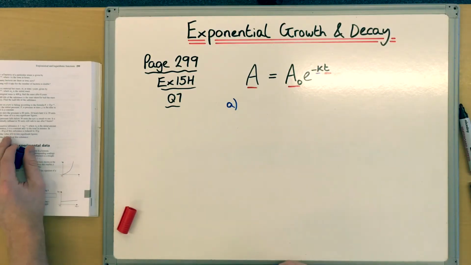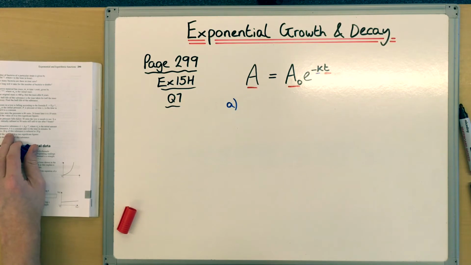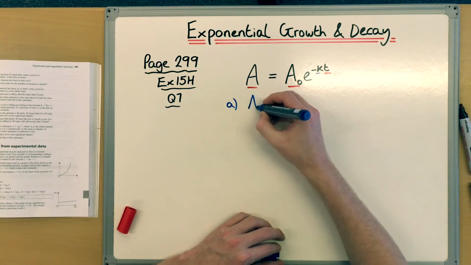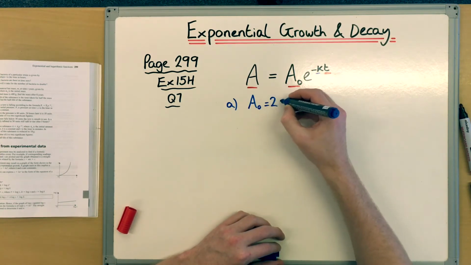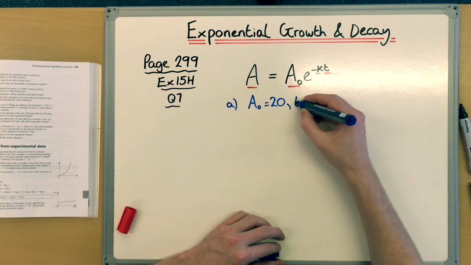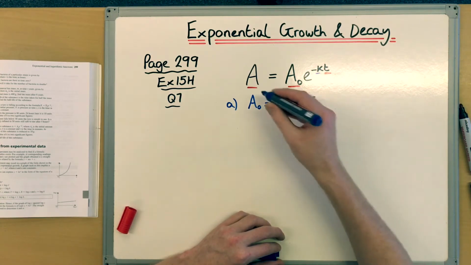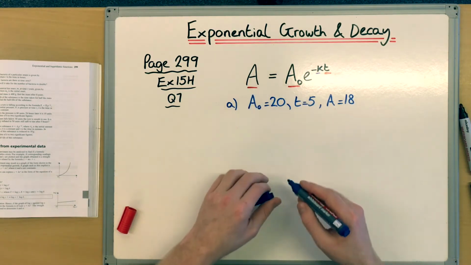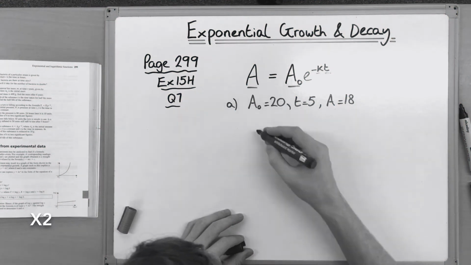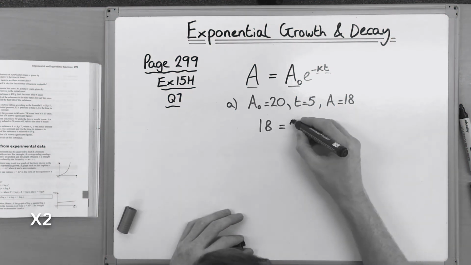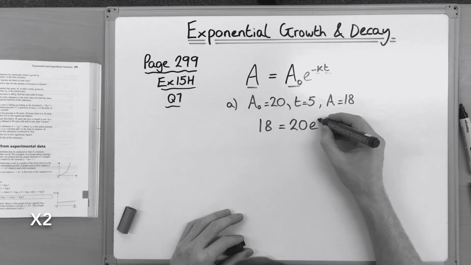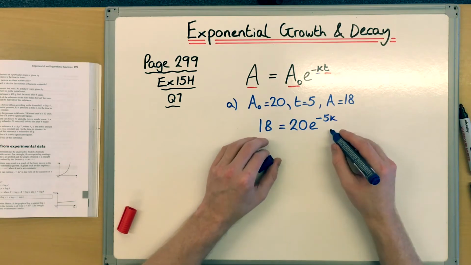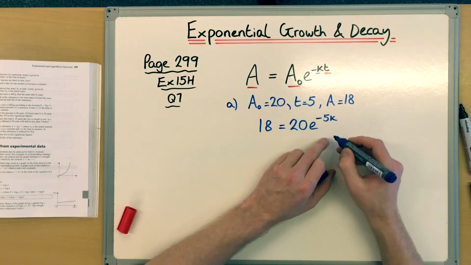So the sentence here is actually quite short. It says, in 5 minutes, 20 grams of this substance is reduced to 18. So from that I'm reading that the initial value was 20, and after 5 minutes, in other words when t is 5, the value now is 18. So what I'm going to do now is I'm going to rewrite this with my values in. So there we go, I've put my values in. Rather than writing K5, I'm obviously going to write 5K there.